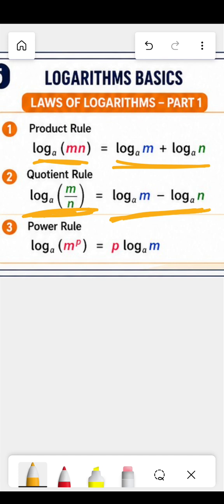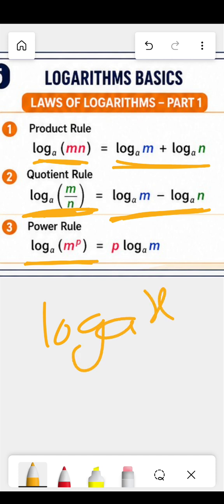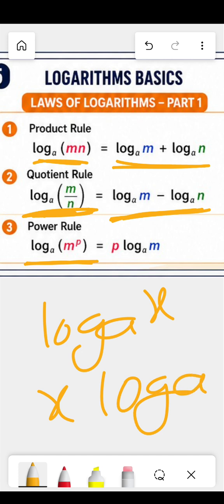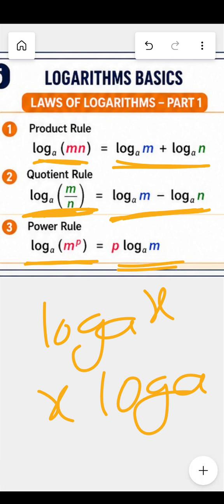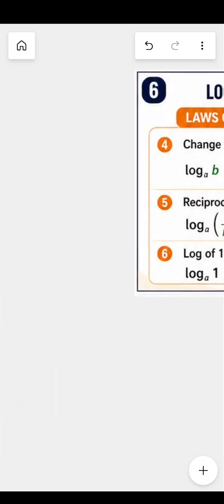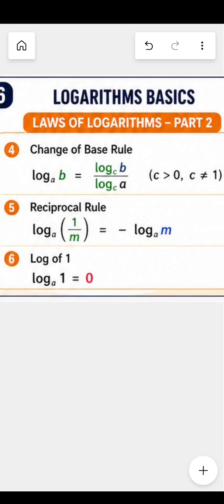Next, power rule. Log a power x is equal to x into log a. Here log m power p is equal to p into log m. The next rule is change of base rule.